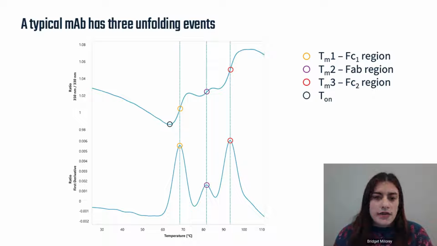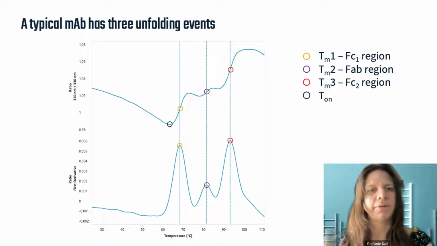I want to point out that you won't always see three unfolding events or three Tms, because sometimes the Fab and the Fc2 domains have very similar melting temperatures, and you'll lose some resolution there. And we also see the first derivative view here, which, as Stefanie said, is often easier for finding the inflection point. And as you can see here, the markers line up with the peaks in the first derivative views.